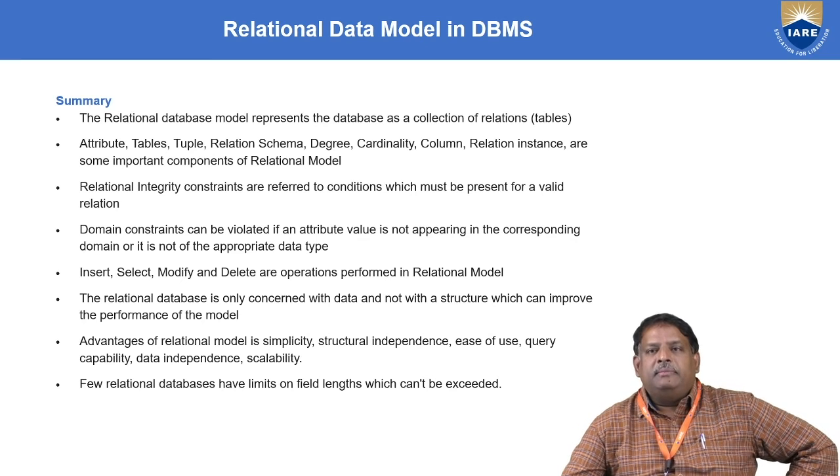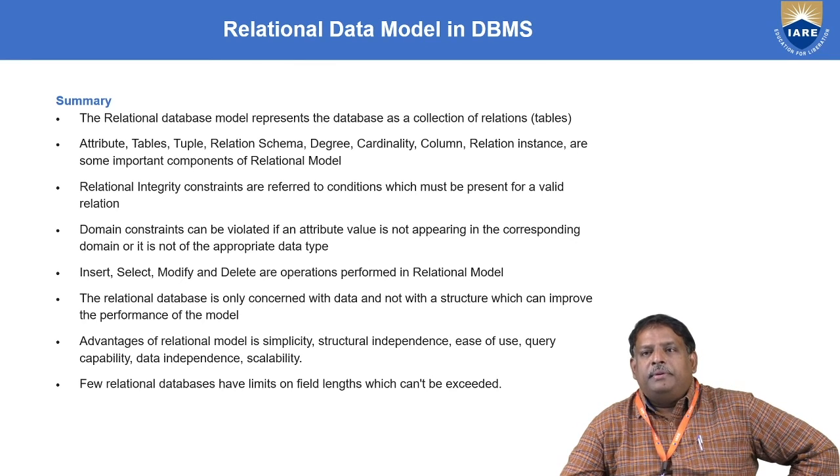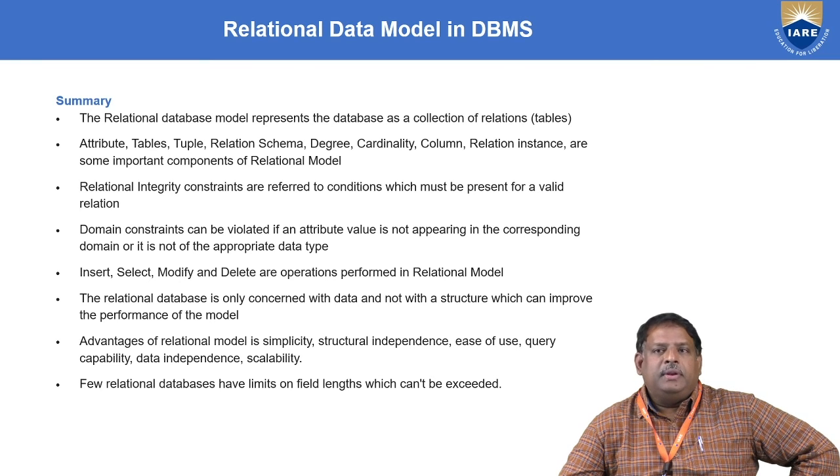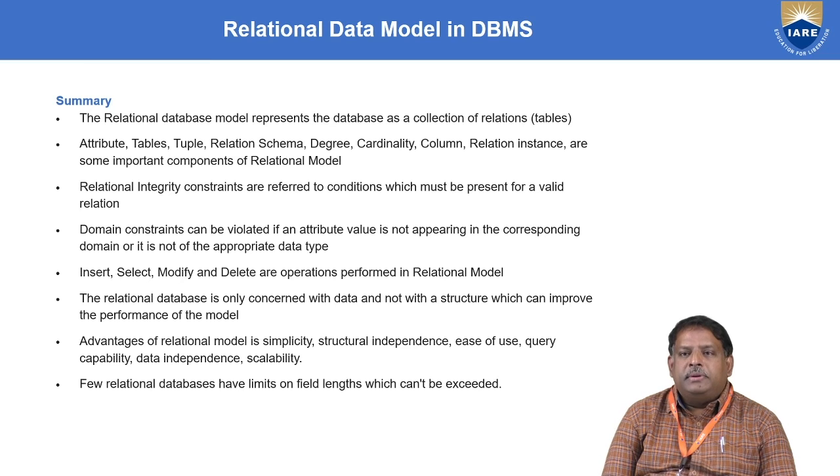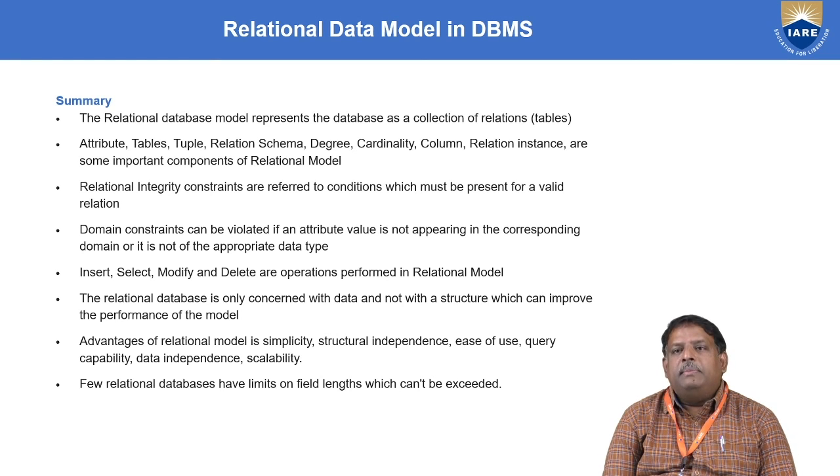Insert, select, modify, and delete are the operations performed in the relational model. The relational database is only concerned with the data, not with the structure, which can improve the performance of the model. The advantages of the relational model are simplicity, structural independence, ease of use, query capability, data independence, and scalability. A few relational databases have limits on field length which cannot be exceeded. For example, I've seen that varchar and char have a limit of 8,000. We cannot increase more than that. That is one limitation of the relational model.